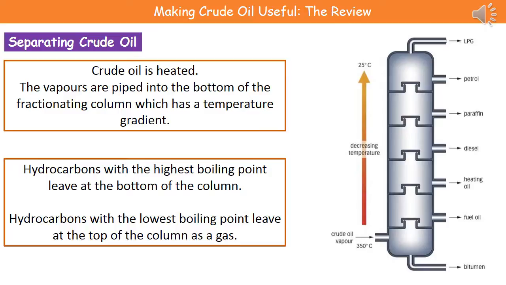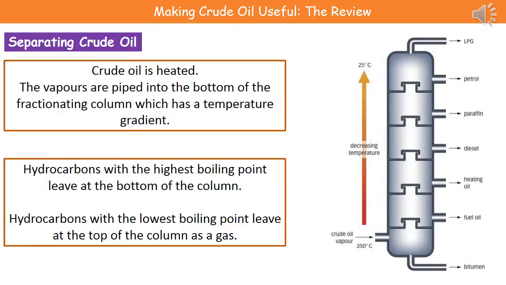If we come all the way down to the very bottom, we can see we've got this fraction called bitumen, and that one has the highest boiling point. It's the longest of all our hydrocarbon chains. So that one is going to stay at the very bottom because it's got the highest boiling point, and it's going to stay where the column is the hottest.